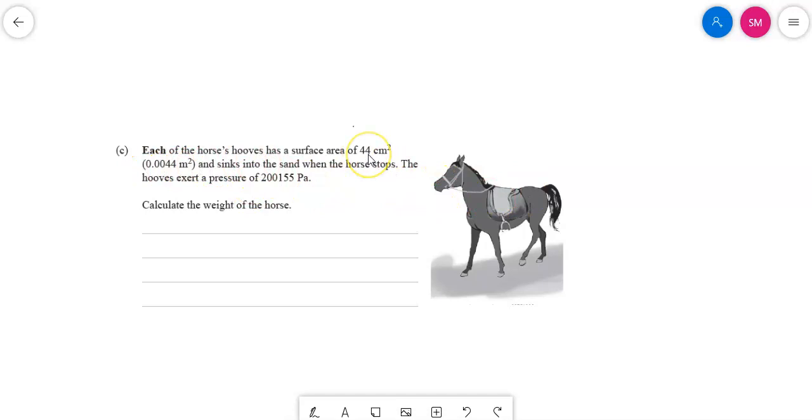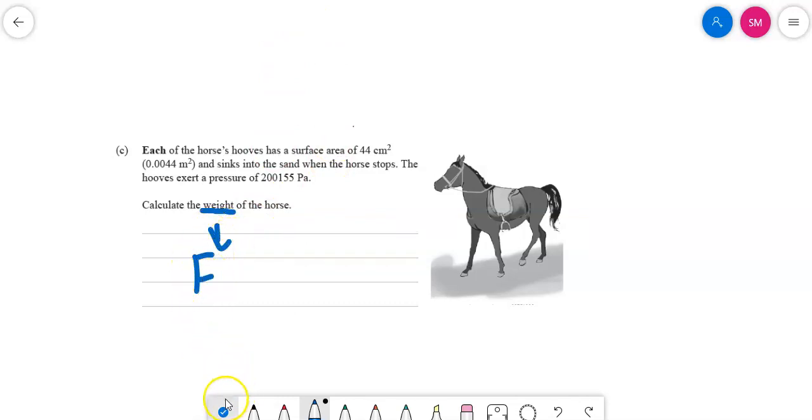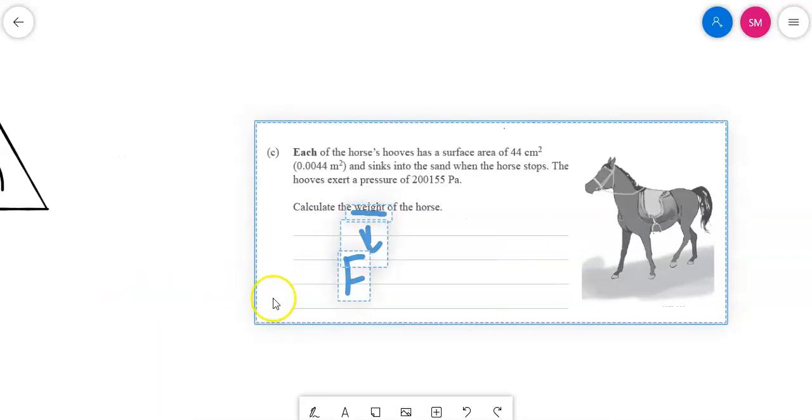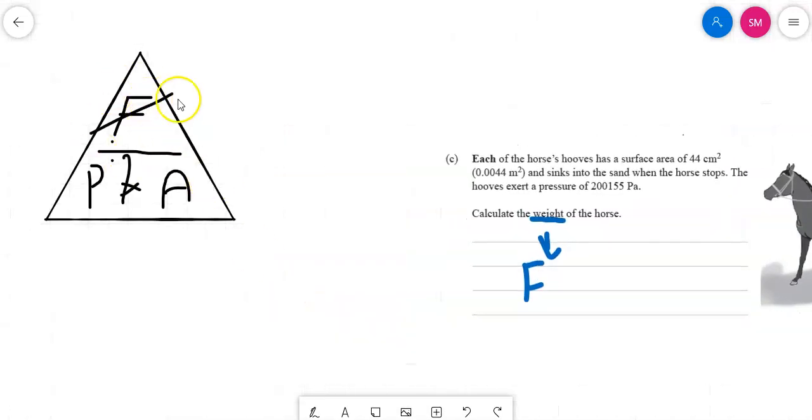So the hoof, when it's standing in the sand, will sink. The hooves exert a pressure of 200,155 pascals. Calculate the weight of the horse. So for this one, we're wanting to calculate the weight. So remember, the weight is the force applied to an object because of the effect of gravity. So weight is a force. So what we're actually trying to calculate when we're calculating the weight is the force.